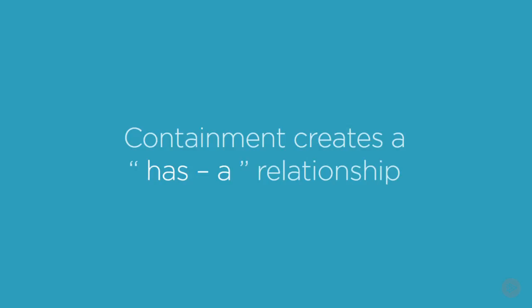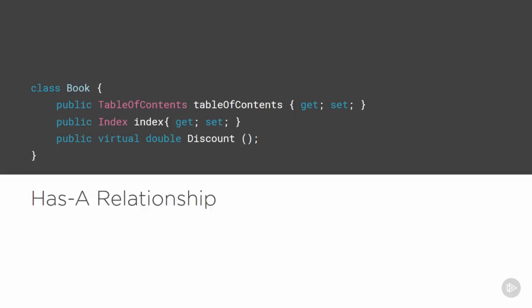Containment creates a has-a relationship. So here we see a book, and it has a table of contents, it has an index, and it has a method to discount the cost of the book.